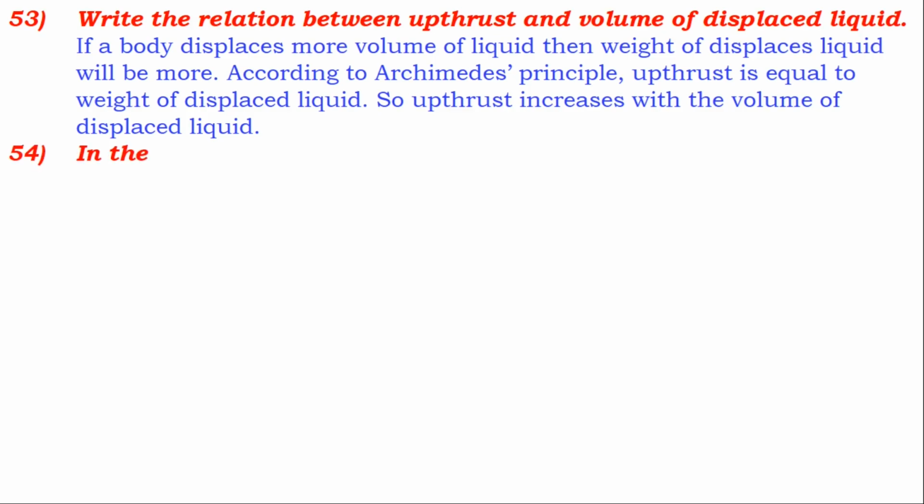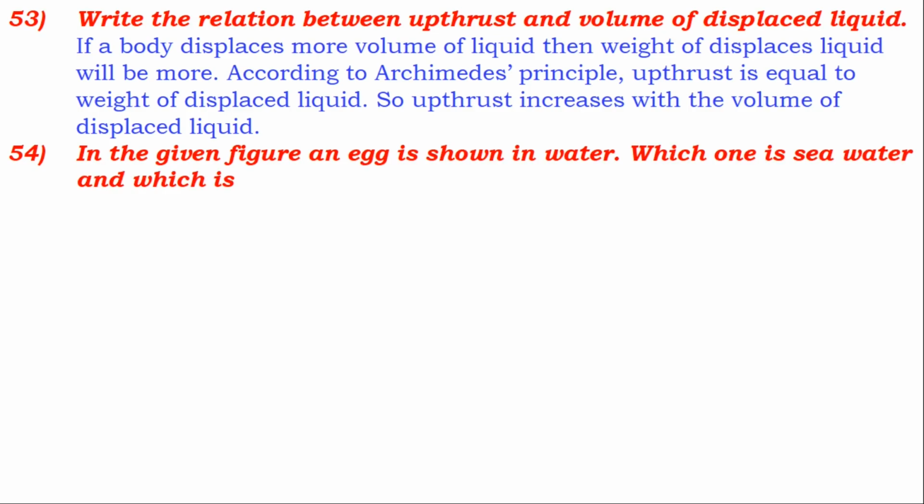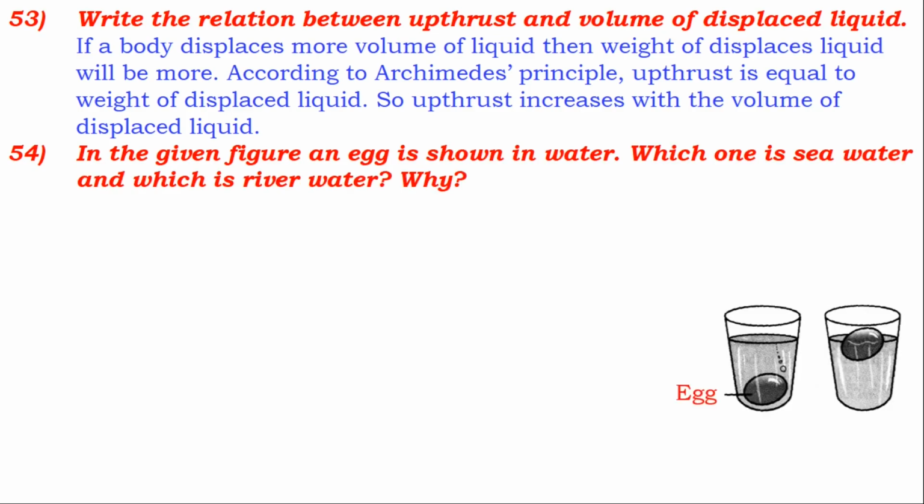Okay, next question. In the given figure, an egg is shown in water. Which one is seawater and which is river water? Why? Look at this. One of them is seawater, another is river water. Which one is seawater and which one is the river water? It's very simple. Density of seawater is more. That's why dense liquid exerts high upthrust, and if egg is floating, it means the second one is seawater. But river water doesn't contain salt and its density is less. That's why egg is sinking. First is the river water. This way we can reply.